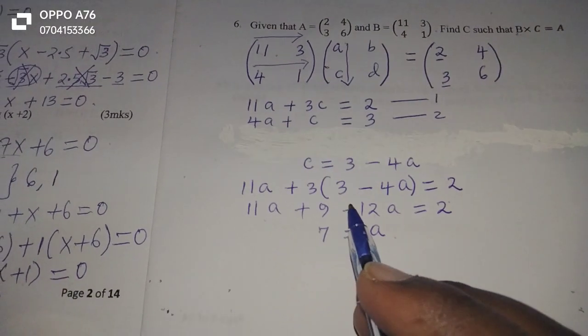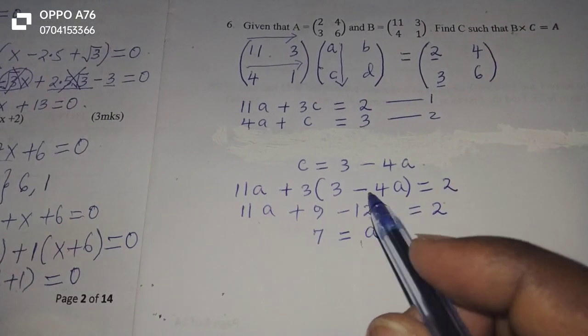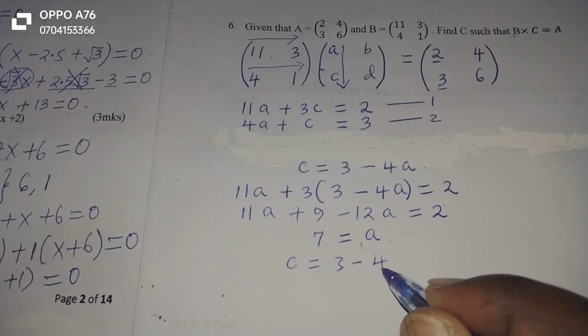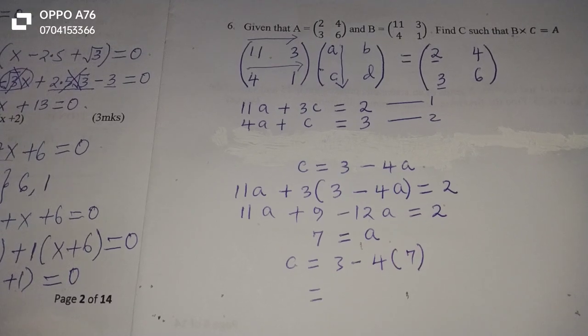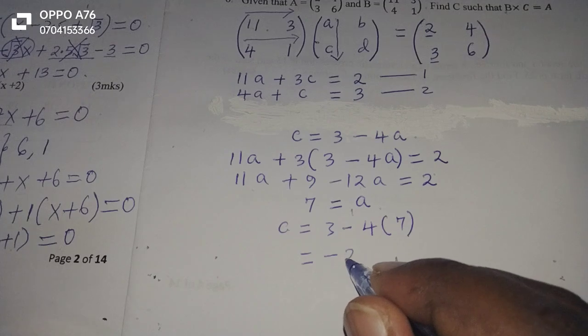Now with the value of a, we can directly get the value of c, whereby we substitute c equals 3 minus 4 into the value of a, which is 7. So this is going to be 3 minus 28, which is negative 25.